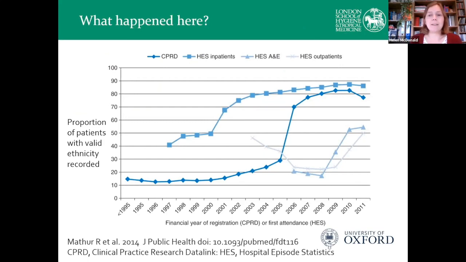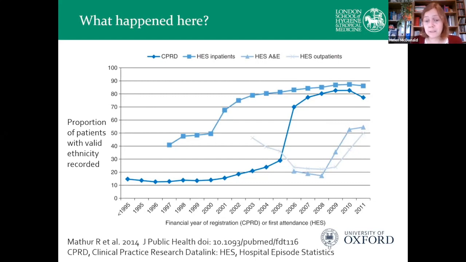Finally, we're just going to have a little look at the coding of ethnicity. So this graph shows the proportion of patients who have a valid record of their ethnicity in their medical records. We can see that this considers hospital care, HES, and a primary care dataset, the Clinical Practice Research Data Link. Let's look at the line which is in the darkest blue with diamonds, which shows the recording of ethnicity in primary care as recorded in the Clinical Practice Research Data Link.